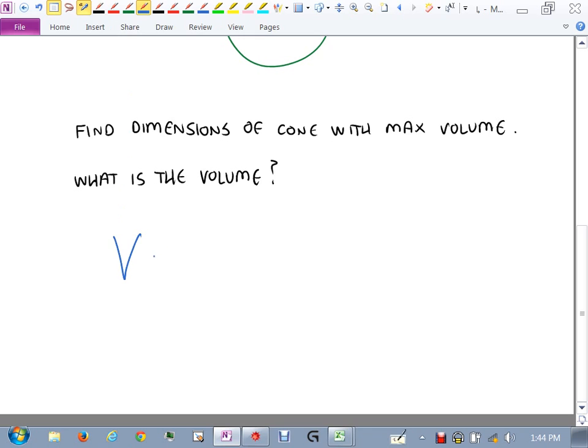Volume is 1/3 pi r squared height. Which means in order to know the volume of a cone, you need to know both its radius and its height, don't you? The radius and the height.